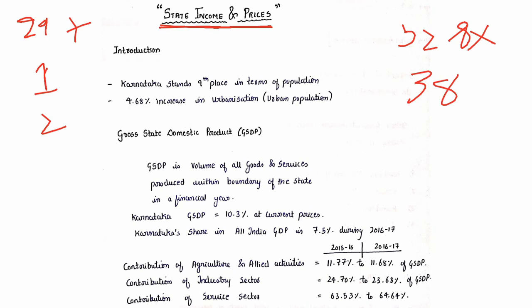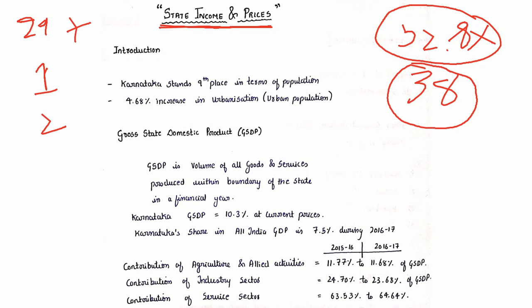38% of Karnataka stays in urban areas. That is more than the national average. The national average is 32.8%, whereas that of Karnataka is 38%. So the urban population in Karnataka is more than the national average. Okay, that is the statement which you have to remember.